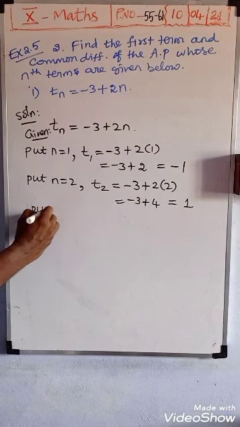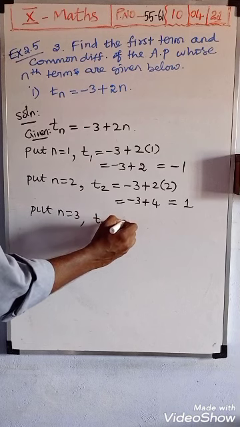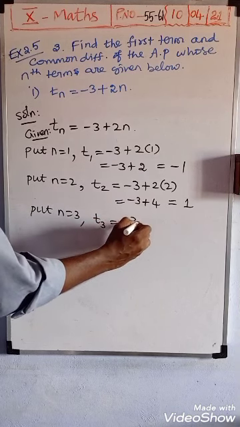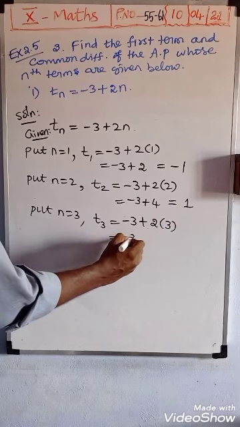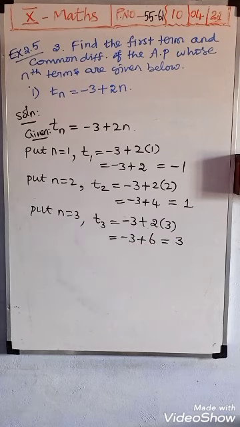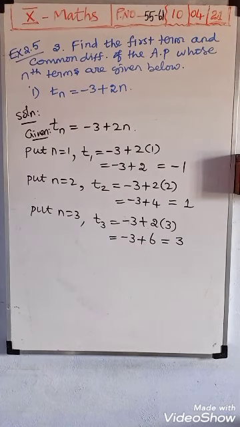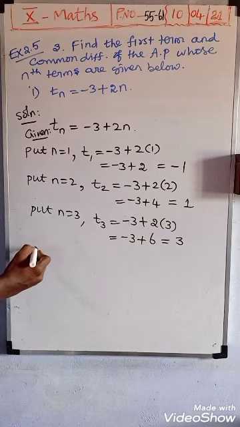Next put n is equal to 3. So T3 is equal to, instead of n we substitute 3. So minus 3 plus 2 times 3. You will receive minus 3 plus 2 threes are 6. 6 minus 3 gives 3. Okay, so like that it will go on.